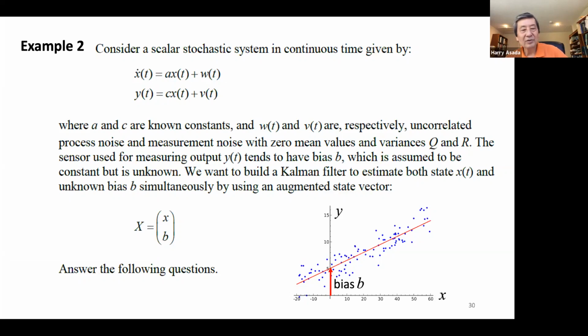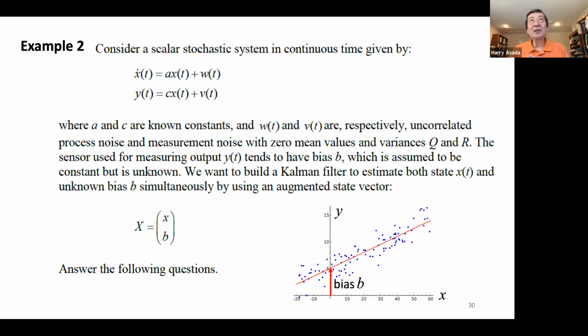However, the tricky thing is that the sensor we use for measuring the output y_t is not really easy to use. It tends to have some bias b or drift. If you do the calibration many times and do it well, that's fine. But I know in some situations it's not easy to do so.